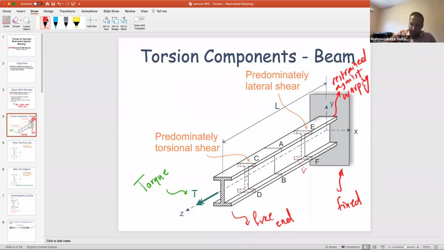So what you are seeing here in this portion is the result of this discussion I made. To some extent, you are dealing with the effect of resisting against warping. After that, you are not having that. To some extent, you are having lateral shear. We're going to talk about why you're going to have this lateral shear as a result of warping, right? When you pass and reach the free end, to this side, you are having predominantly torsional shear.